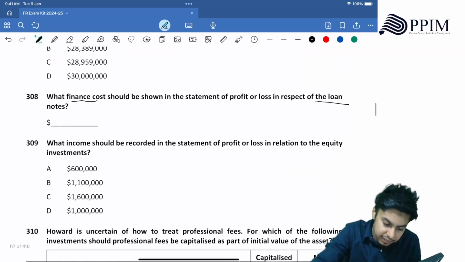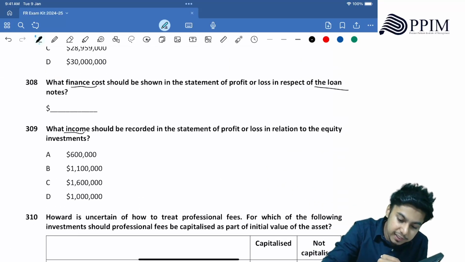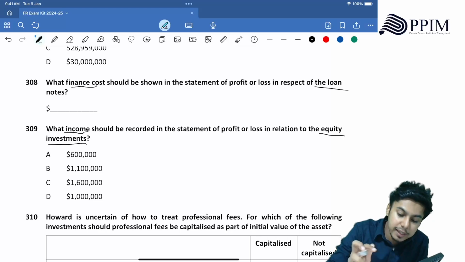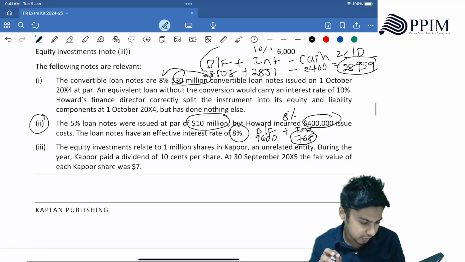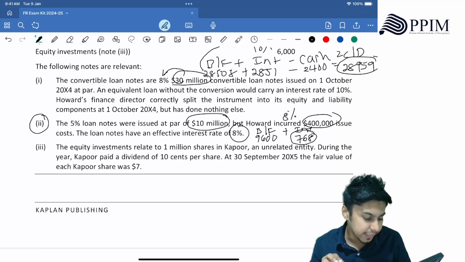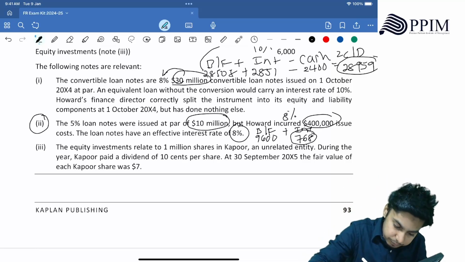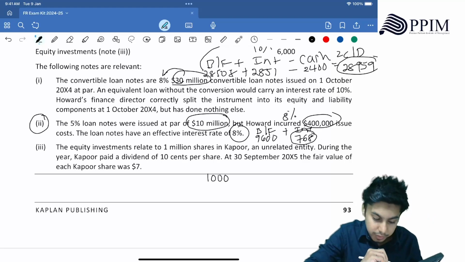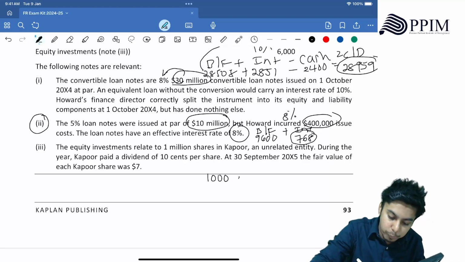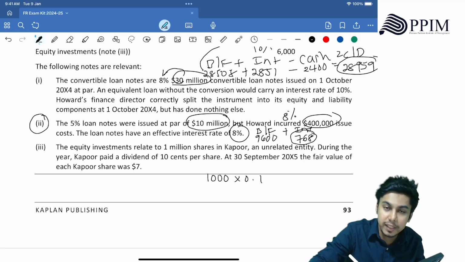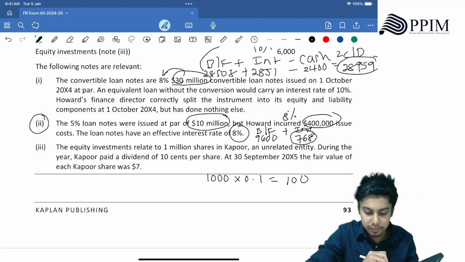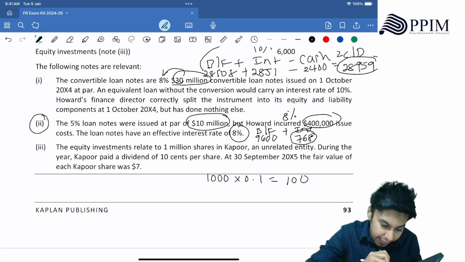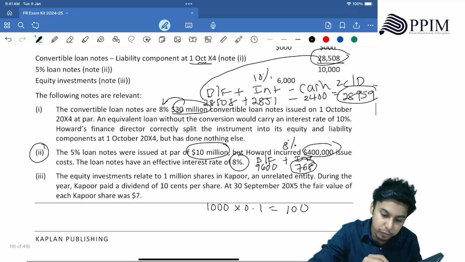Okay, next one, guys, what are they asking, next question. What is the income to be recorded regarding the equity instrument? Okay, let's check and see. First of all, the equity investment is 1 million. Kapoor has paid a dividend of 0.1. So, guys, when you get a dividend, is dividend an income? Yes, dividend received. So therefore, what's the dividend income you have received? 100,000 dividends we have received. Correct, no, guys?